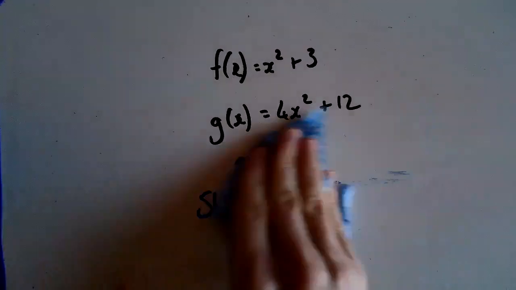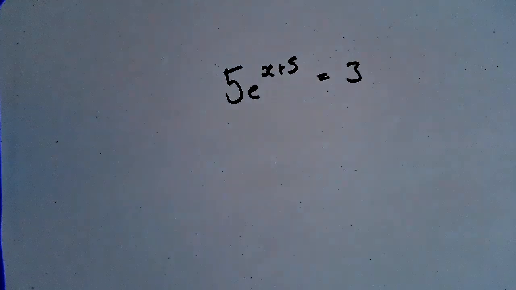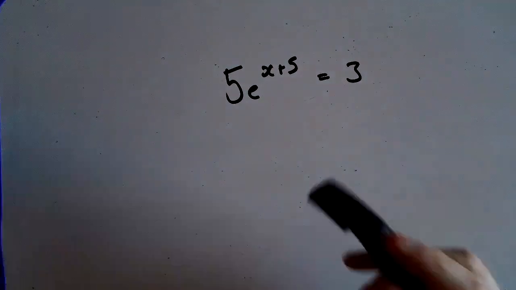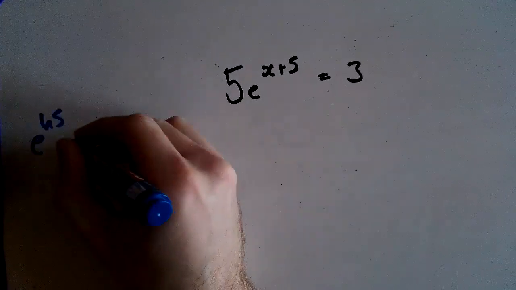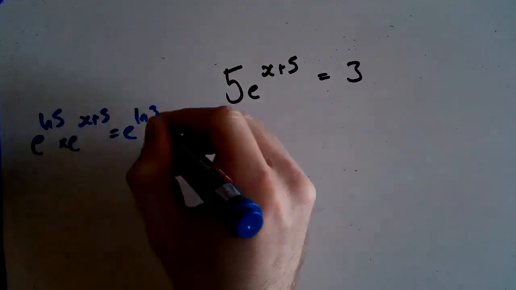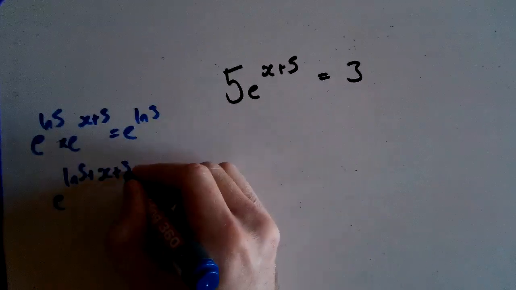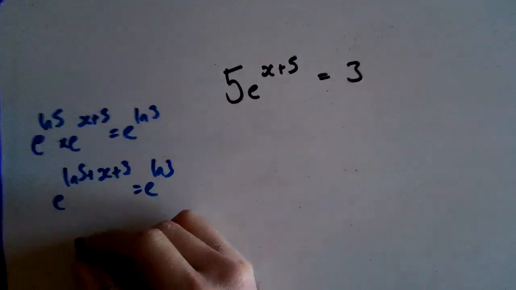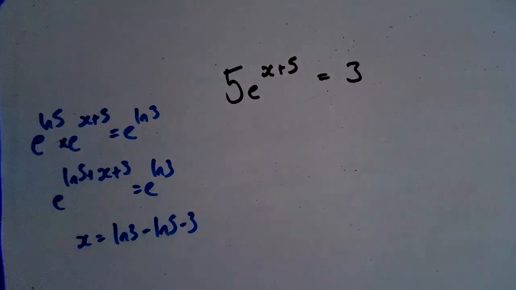Okay. Third one, we're solving 5e to the x add 5 equals 3. Well, at this point here, I could turn everything to e, so one option, I could do e to the ln 5 times e to the x plus 5 equals e to the ln 3, add the powers, cancel out the e's, and get an answer that way. Yeah, so x will just equal ln 3, take away ln 5, take away 5.